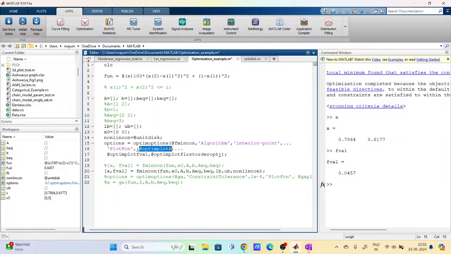First, optimal plots means every iteration, what is the functional value, the optimal plot will plot this. Optimal plot eval means the function value. Each and every iteration, the optimal plot will give the function value. Optimal plot first order: first order opt, first order optimality, means the derivative supplied values it will plot.